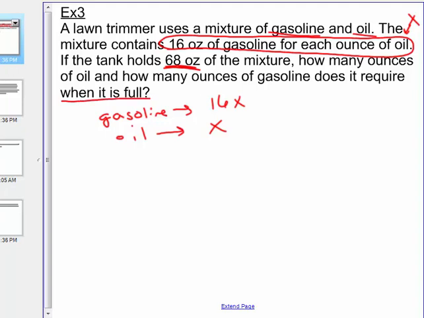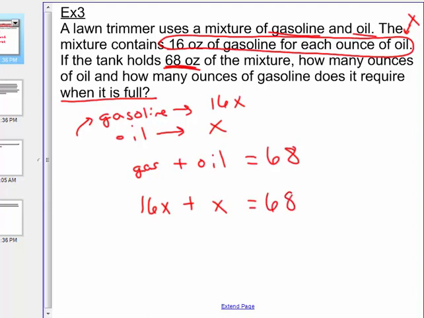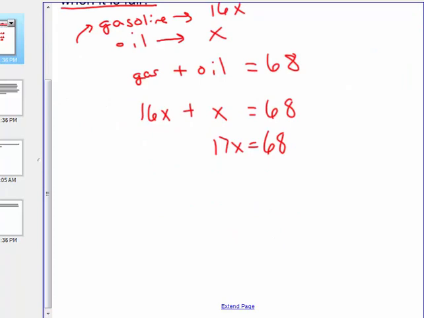It says the tank holds 68 ounces of the mixture. So when it's full, I can say the gas plus the oil is going to equal 68 ounces. Now I replace oil and gas. I plug that in. So gas is 16x, oil is x. When I add them together, I get 68. I get 17x is 68. I'm going to divide each side by 17, and x is going to equal 4.